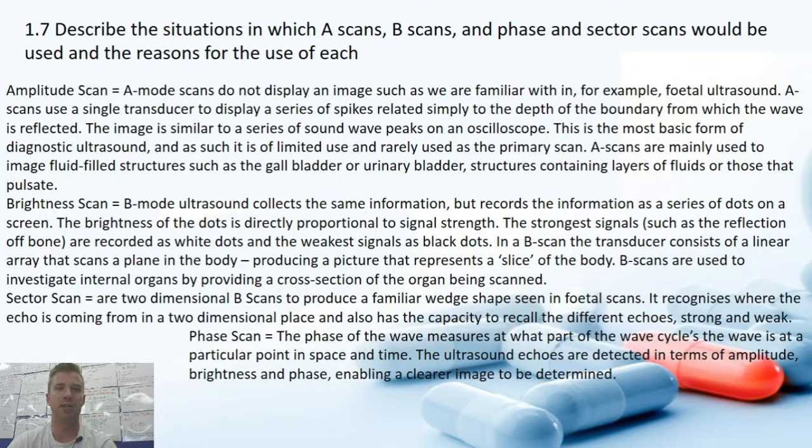Okay, so just writing these notes can also give you where they'll be used for each, such as the amplitude scan for a gallbladder or urinary bladder, and B scans are used to investigate internal organs in cross section. So there's just a bit of a brief example of where these would be used and the reason for each.